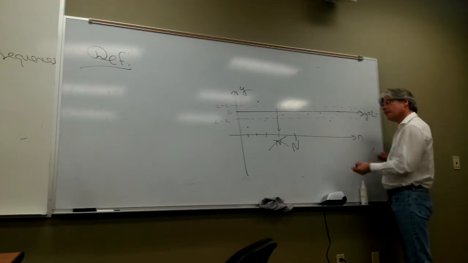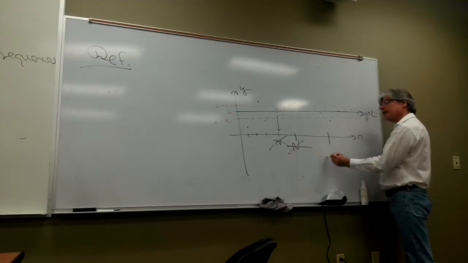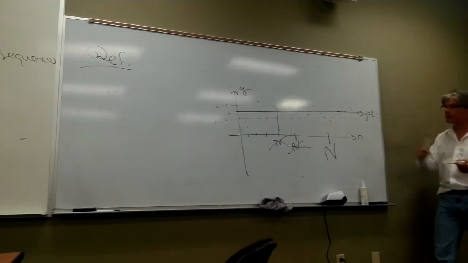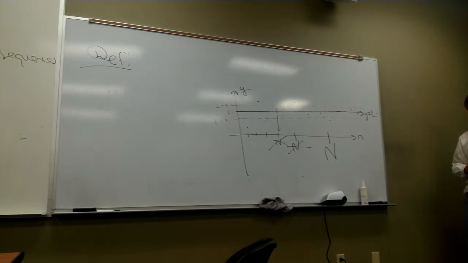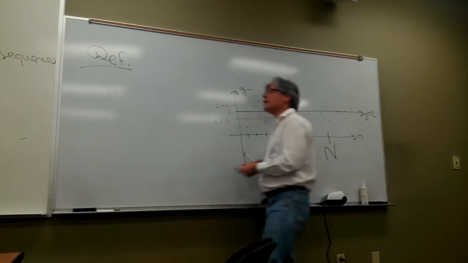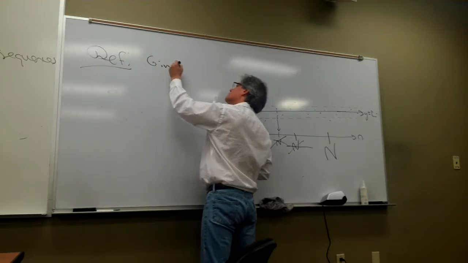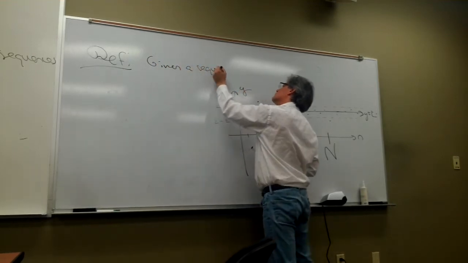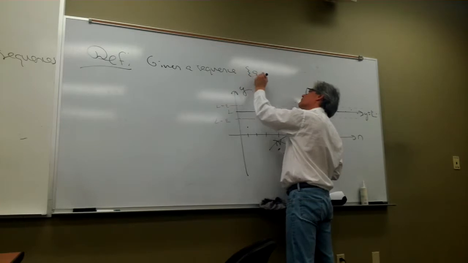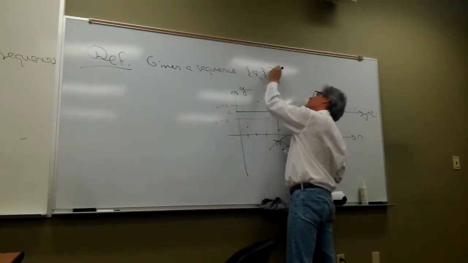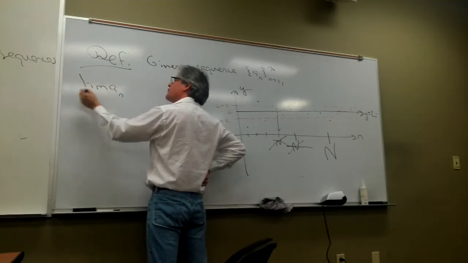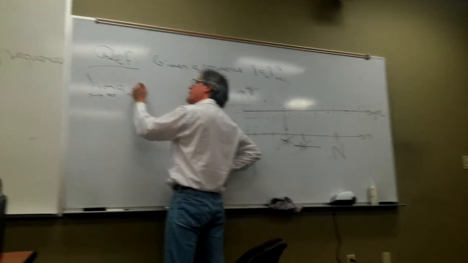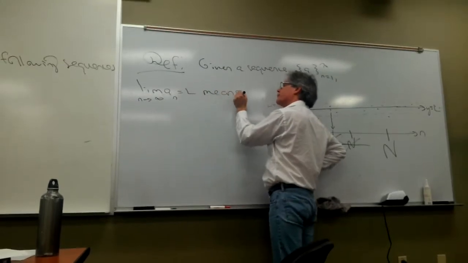But my point is this. It looks to me like eventually I can find some big N that has the quality that for every little n bigger than big N, at least in my picture, this is what I intend, a sub n is indeed within epsilon units of L. Let me formalize this in a definition. Given a sequence like this one right here, the limit of the nth term as n increases without bound is equal to L simply means the following.